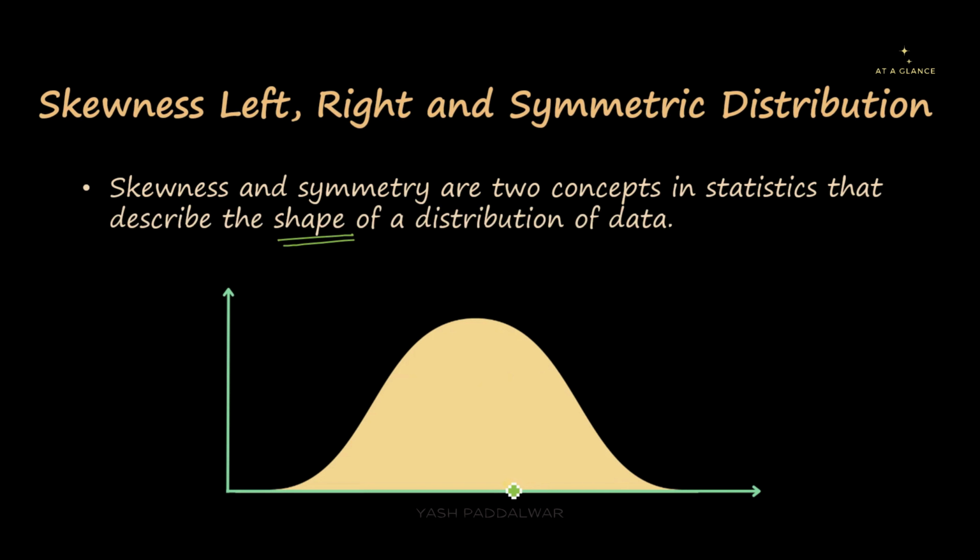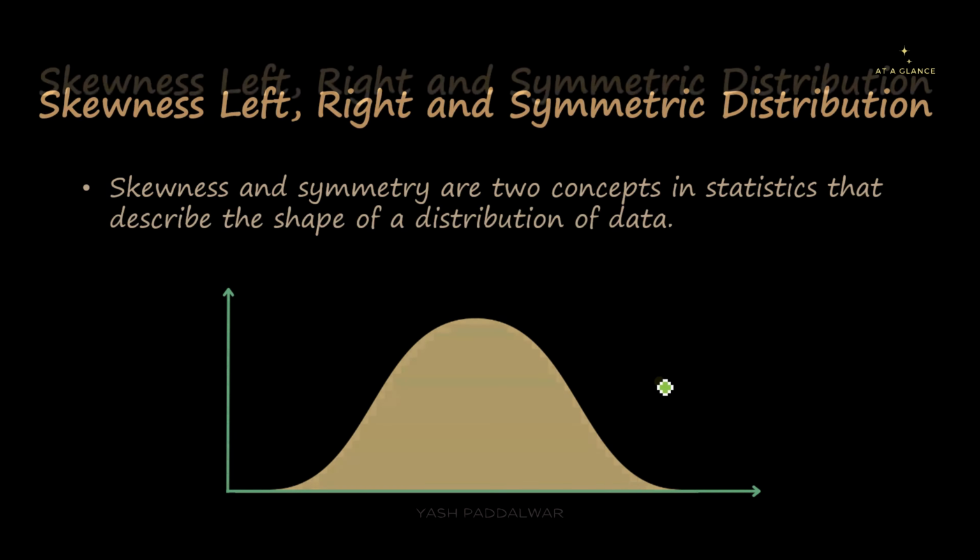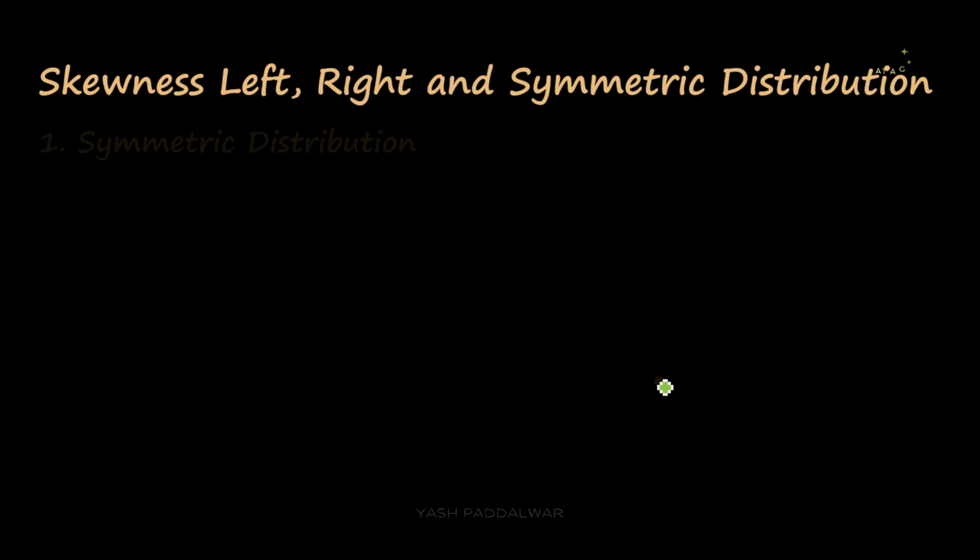Now, what exactly is the significance of this? What is this particular distribution called? We are going to look into it next. So, let's see first what exactly a symmetric distribution is called. It might consist of some symmetry.